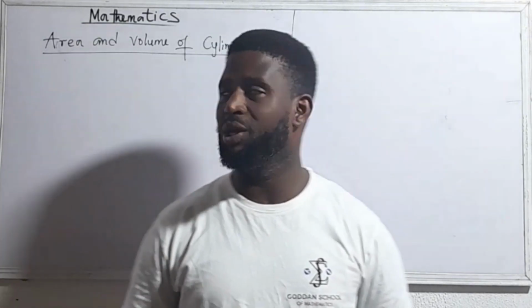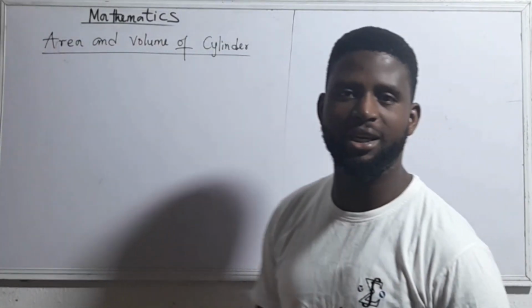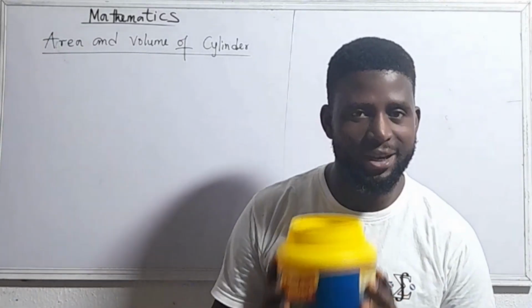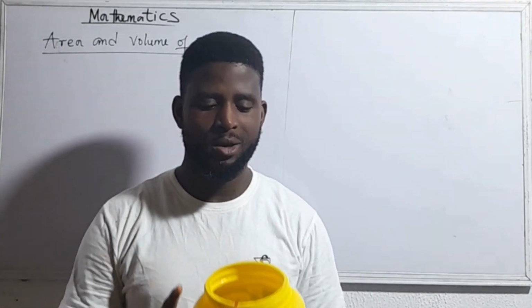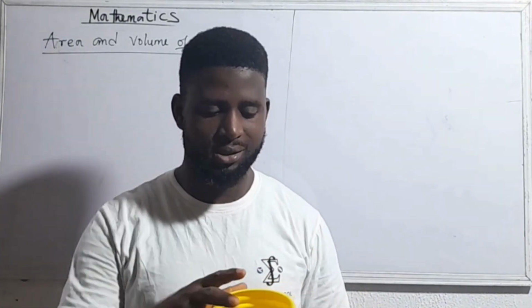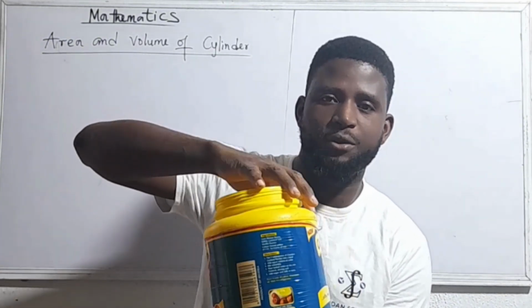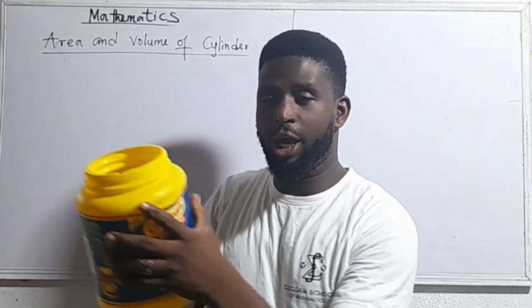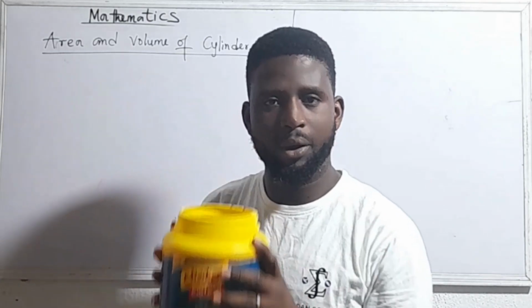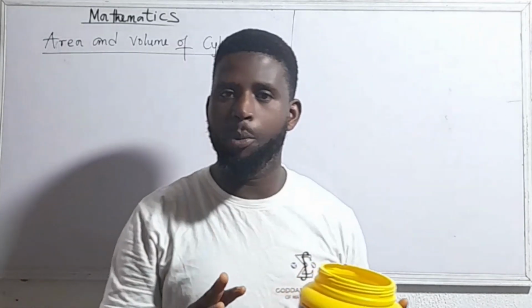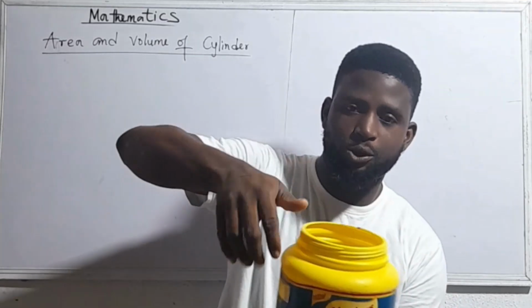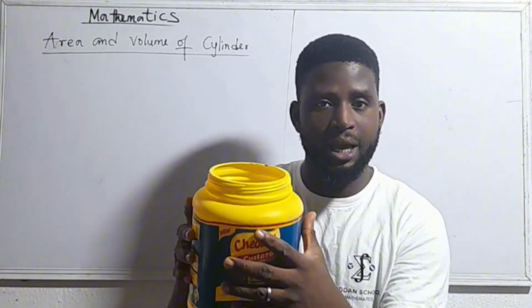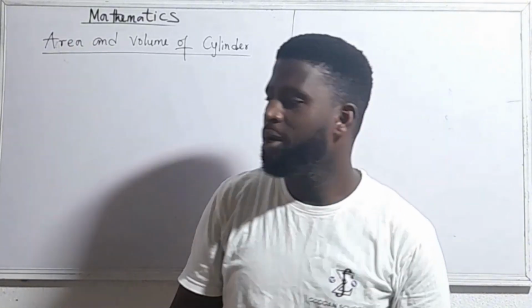In today's class, we're looking at the topic, the area and volume of a cylinder. Now, I have this as my cylindrical example. If you look at this cylinder, the cylinder is made up of three surfaces: a top circular face, a circular base, and a curved surface, a surface that is curved, right?